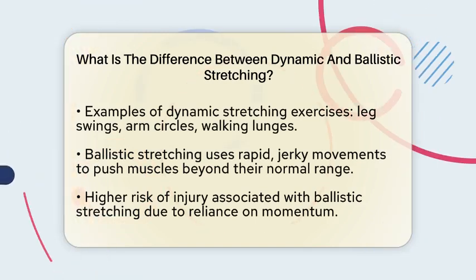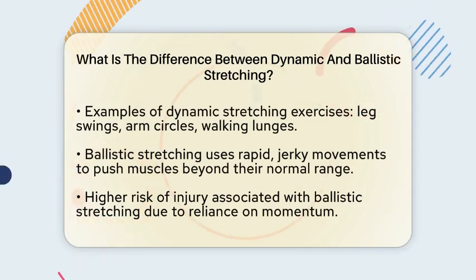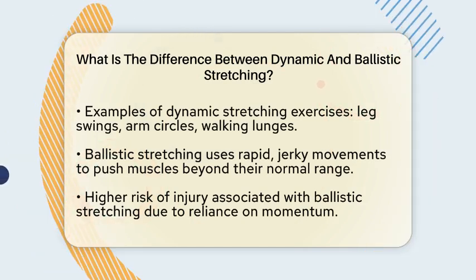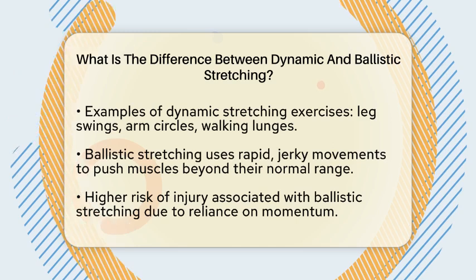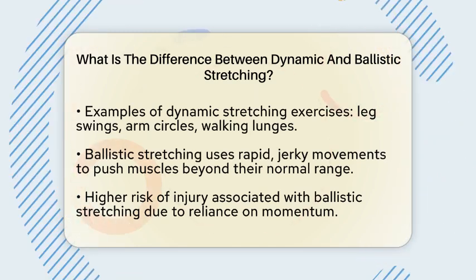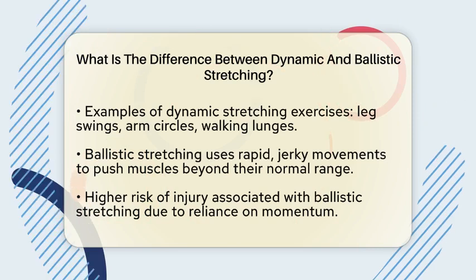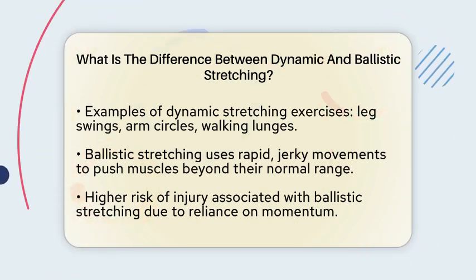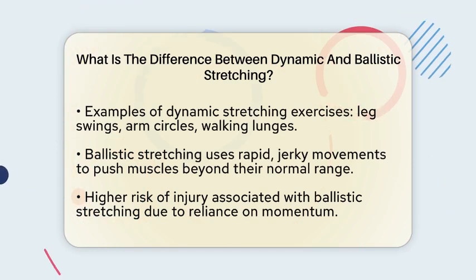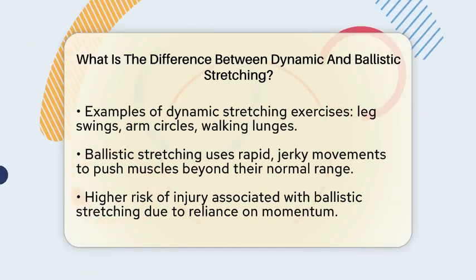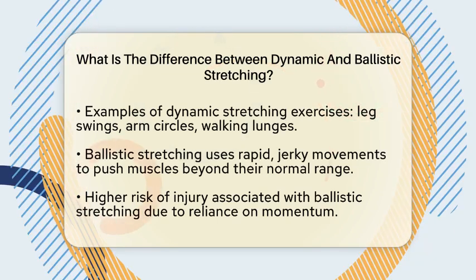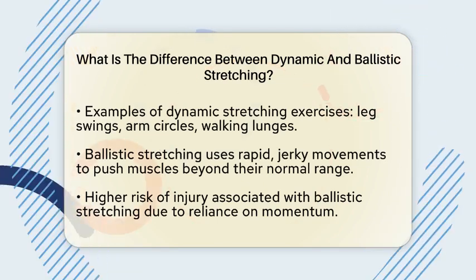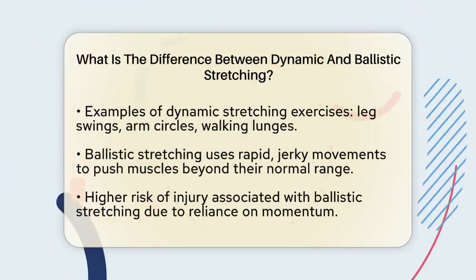On the other hand, ballistic stretching uses rapid, jerky movements to push muscles beyond their normal range of motion. This method relies heavily on momentum, which can lead to a higher risk of injury if not done correctly. For example, bouncing to stretch your hamstrings can cause strains or joint injuries, especially if your muscles are cold or tight. Historically, this method was more common in athletic training, but is now used more selectively, mainly for advanced athletes under supervision. The key differences between these two types of stretching are quite clear.